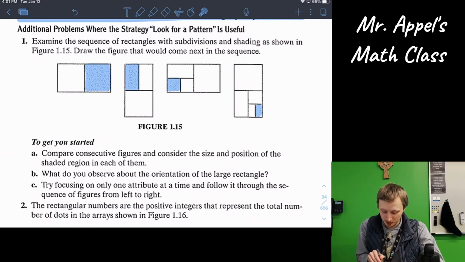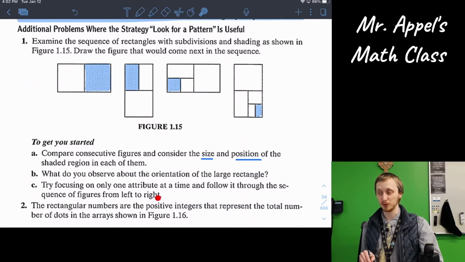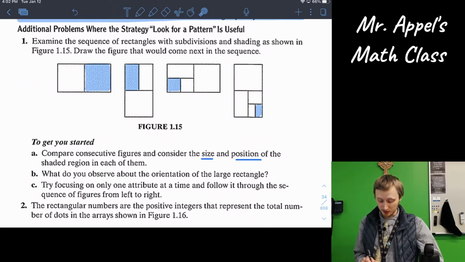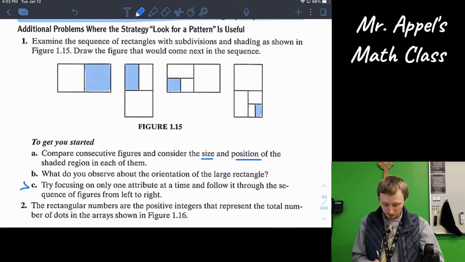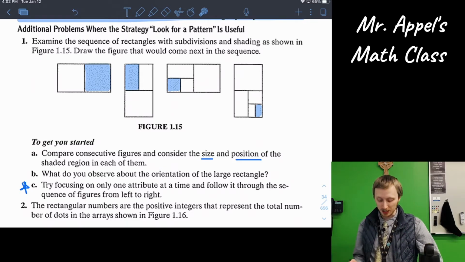As a few hints to get started, compare consecutive figures and consider the size and position of the shaded region in each of them. What do you observe about the orientation of the large rectangle? That also changes, right? Try focusing on only one attribute at a time and follow it through the sequence of figures from left to right. Right? This is very useful when dealing with these pictorial patterns because there is almost always more than one thing going on. It is definitely recommended to just find one change at a time.